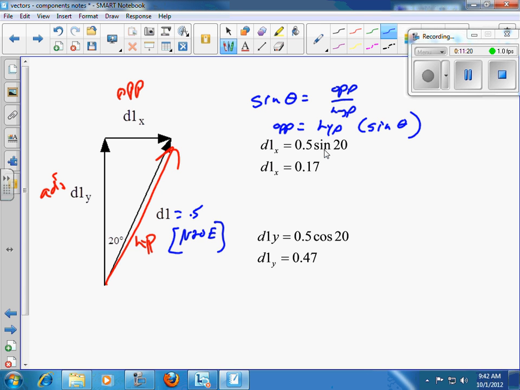Okay? The x is not always going to be the sine. Okay? You'll see other ones where it's the cos. So D1x is equal to 0.17. This distance from there to there is 0.17.